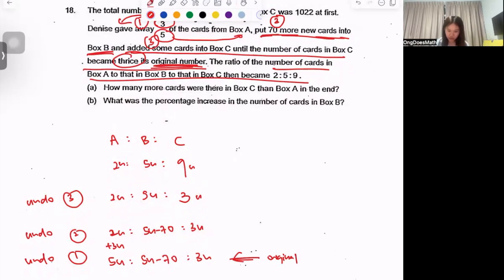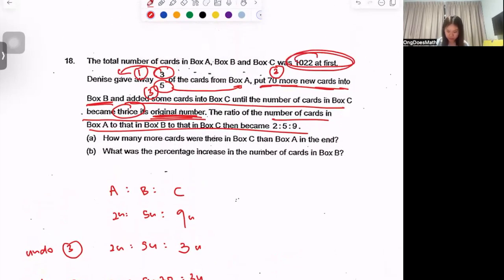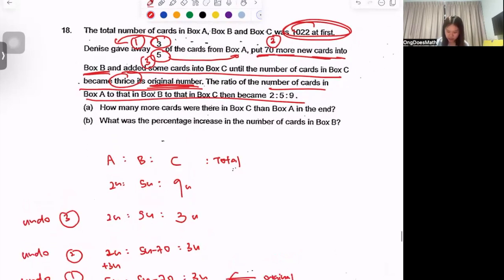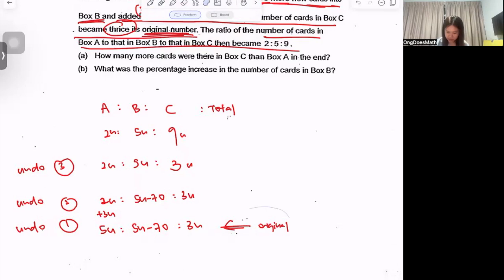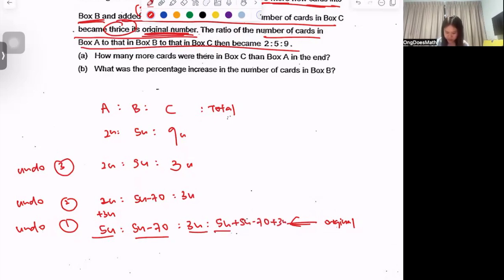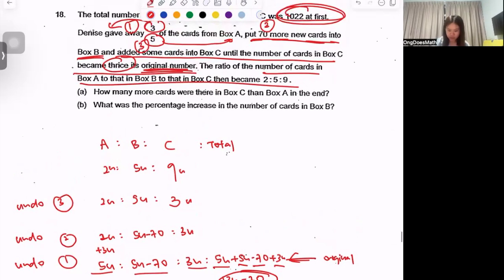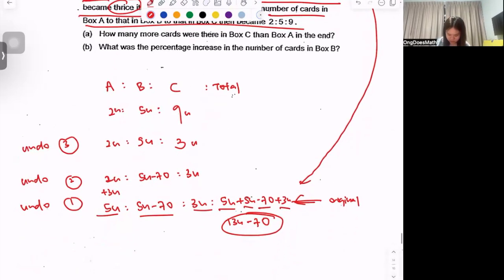And we're also given that the total originally is 1022. Let's also find out what was the original in the first place. So the total is 5 units plus 5 units minus 70 plus 3 units. So the total was 5 units plus 5 units plus 3 units gives you 13 units minus 70. So this was the total at first. And we're also given that is 1022. So these two equal to each other. So 13 units minus 70 equals to 1022.